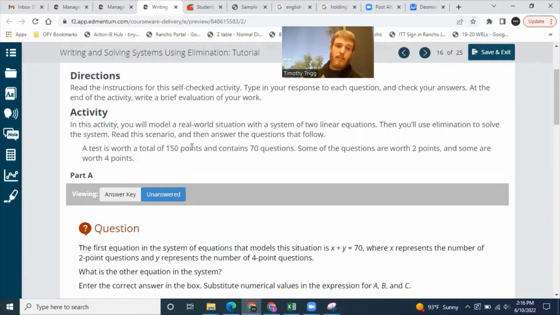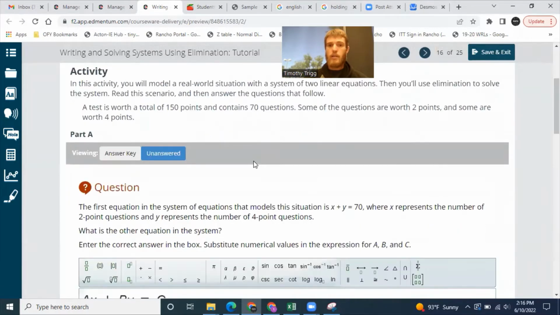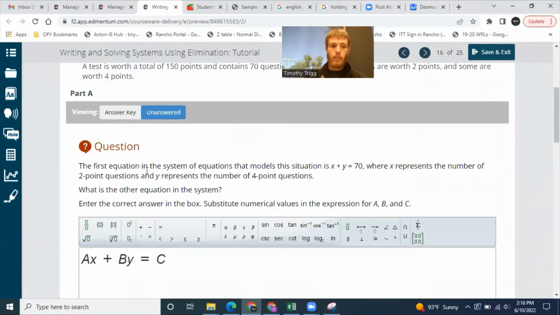Okay, now I'm on page 16. Here's the activity portion. A test is worth a total of 150 points and contains 70 questions. Some of the questions are worth 2 points and some are worth 4 points. So the first thing we want to do is create a system of equations. Okay, so the first equation in the system of equations that models the situation is x plus y equals 70.